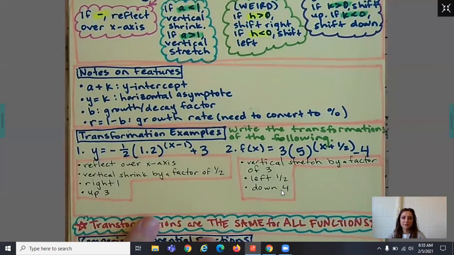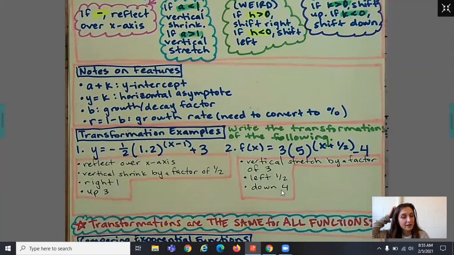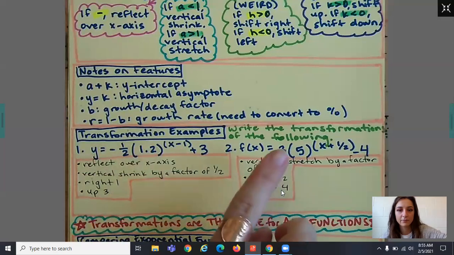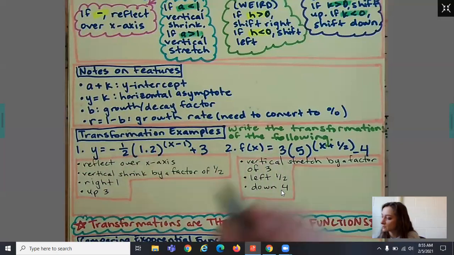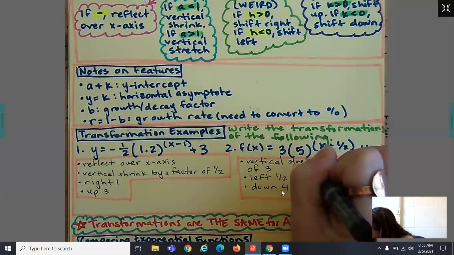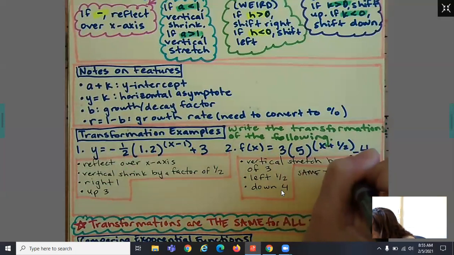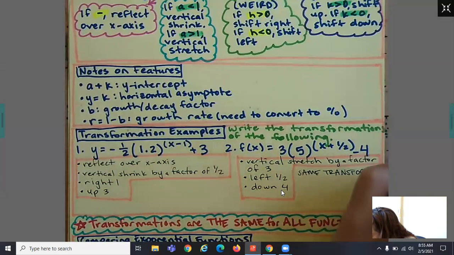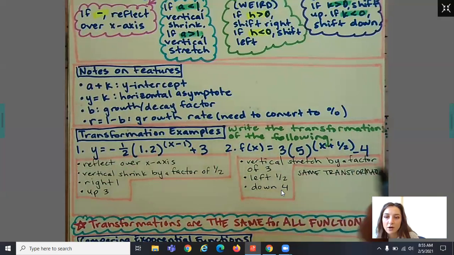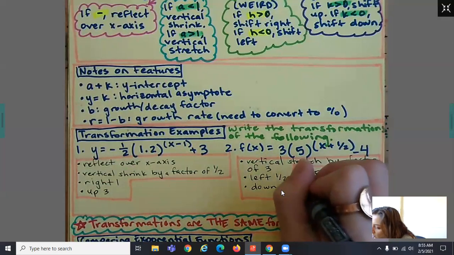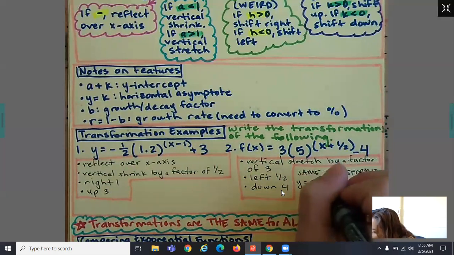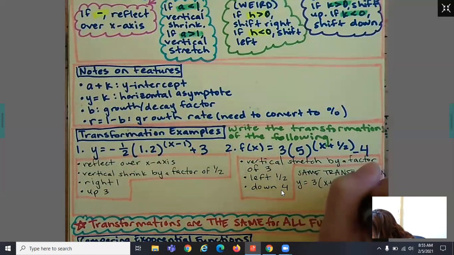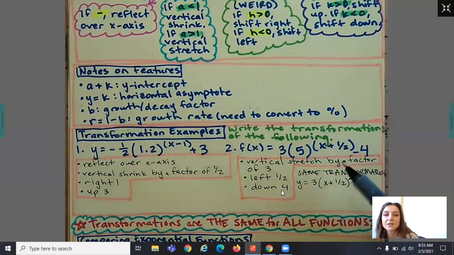I hope that you guys enjoyed this video. Don't forget another thing as well. Transformations are the same thing for all functions. So if I was looking at problem number 2, this is actually the same transformations. Glad I made this note because I almost forgot. All right, the same transformations as y equals 3 times x plus 1/2 squared minus 4. This is actually the exact same transformations.